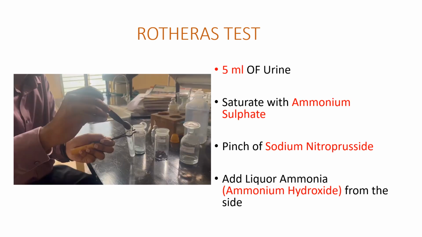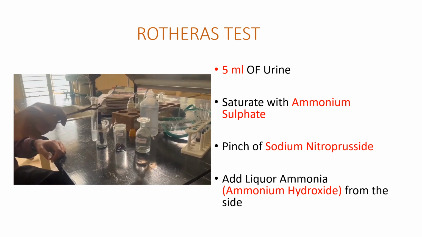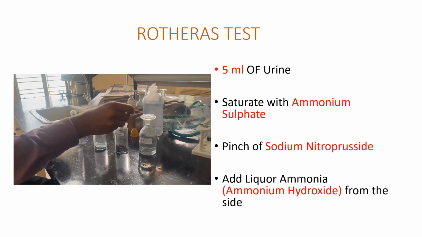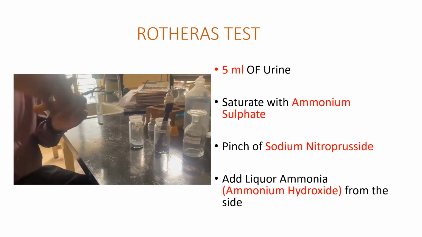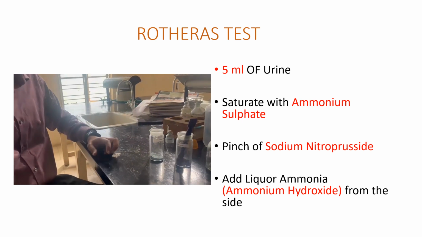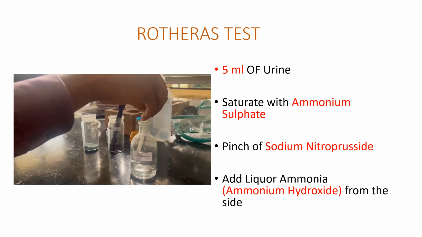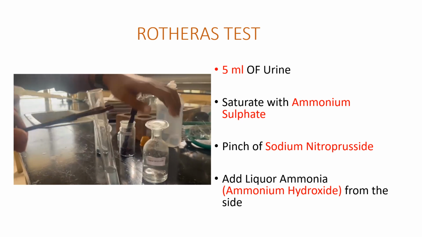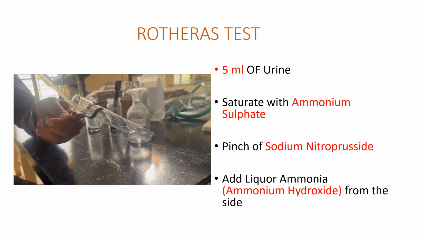So let's see how this test is done. I'm adding a lot of ammonium sulfate crystals, just saturating it as much as I can. And then I'm adding a pinch of sodium nitroprusside. So there is nitroprusside in that. And now I took the dropper, and in the dropper I'm trying to add some liquor ammonia, which is ammonium hydroxide. Now, very, very important is that when you add this liquor ammonia, see how I'm adding it from the side.